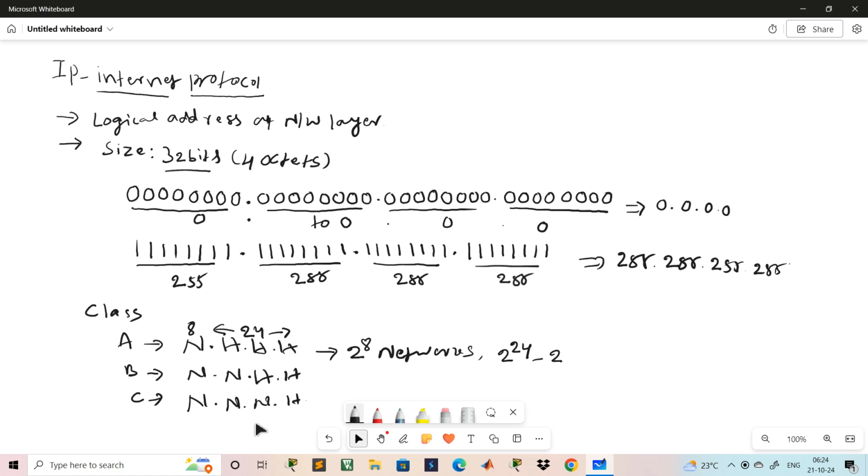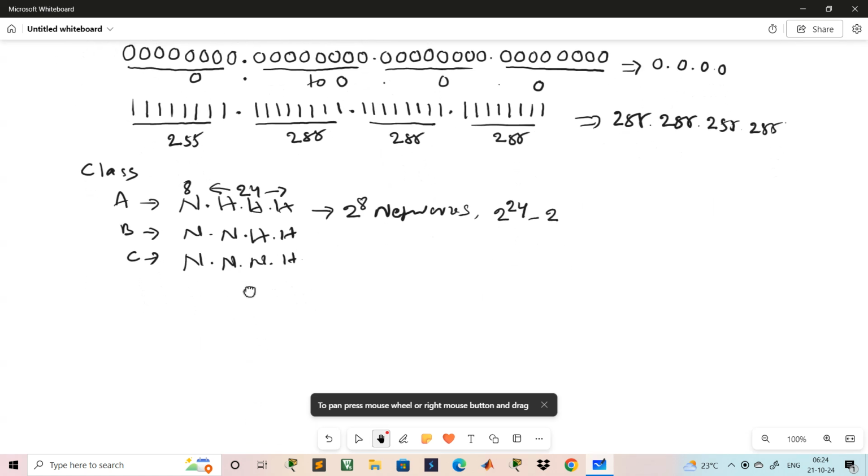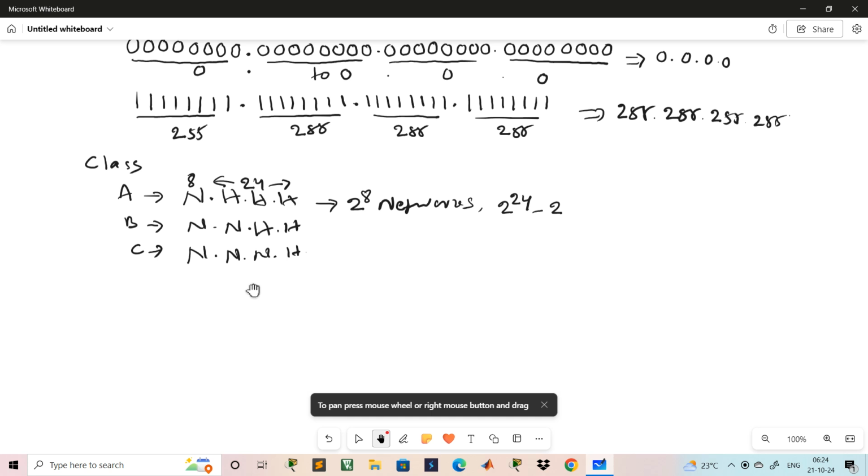Before that, you should know the ranges of class A, class B, and class C IPs. That is very important. So what are the ranges? How do you find out what is a class A address, what is a class C address, and what is a class B address? Coming to class A, the range will be 0 to 127. I'm talking about the first octet.